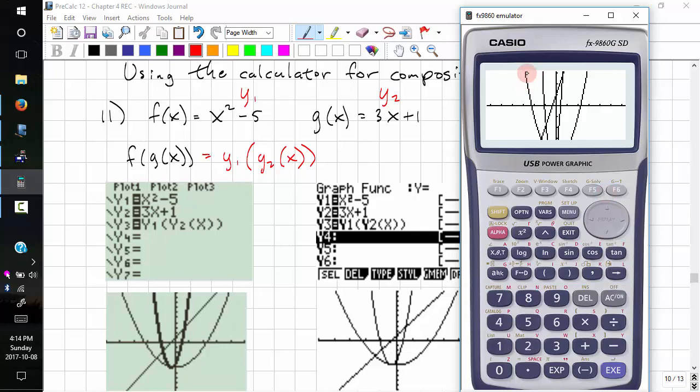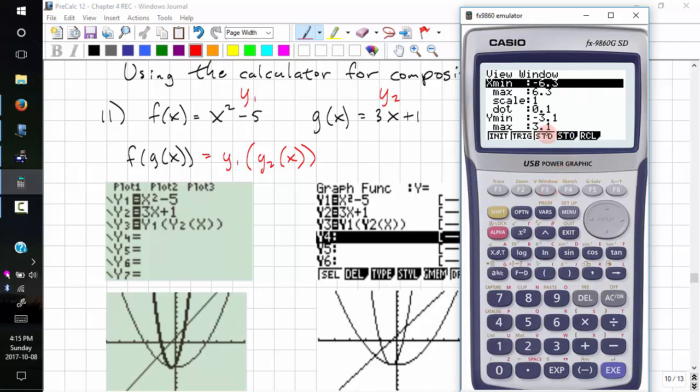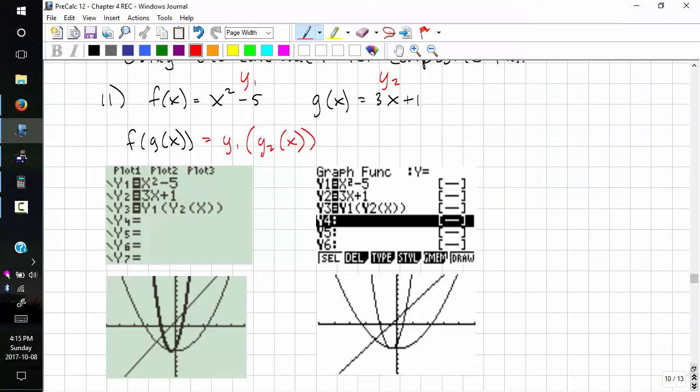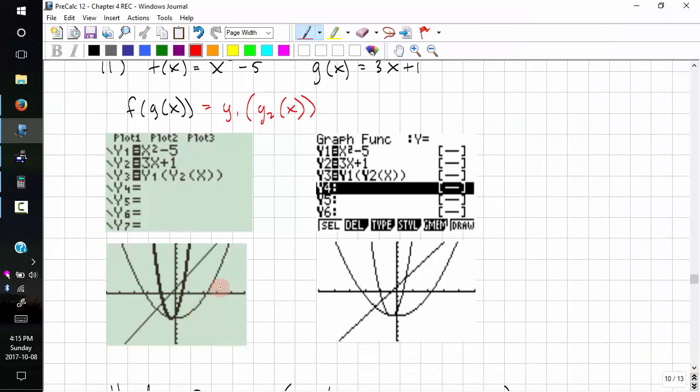Okay, so here we have our x squared minus 5. Let's change the window. We want standard, and enter, and draw. So we have our x squared minus 5, we have our 3x plus 1, and we have our composite function. So let's label these. Y equals x squared minus 5 for this, y equals 3x plus 1. And here for our thick line, we have f of g of x.